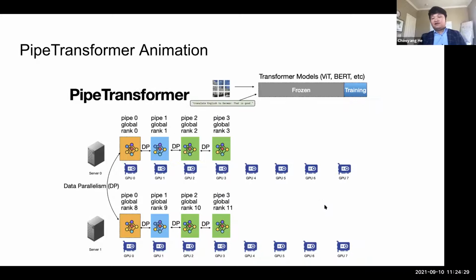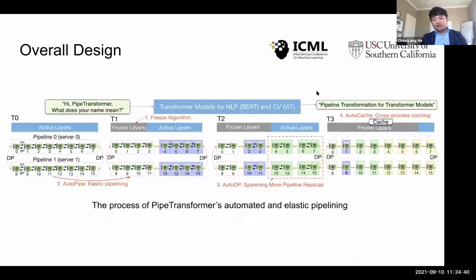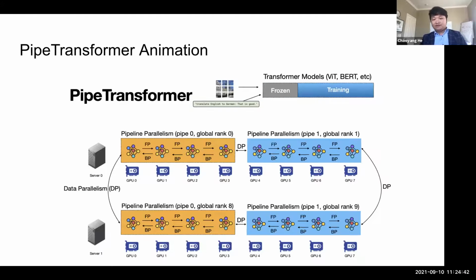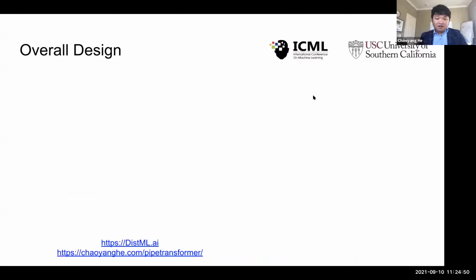So finally, the entire training becomes pure data parallelism, meaning that each GPU can hold the entire model because most of the layers are frozen. So now let's play it again. We shrink the pipes, add more pipes, shrink, add more pipes, shrink, add more pipes, and finally become pure distributed training on just data parallelism.